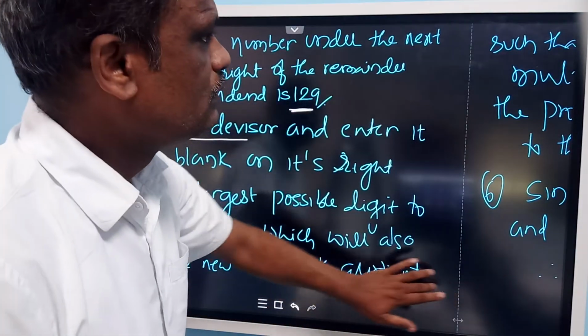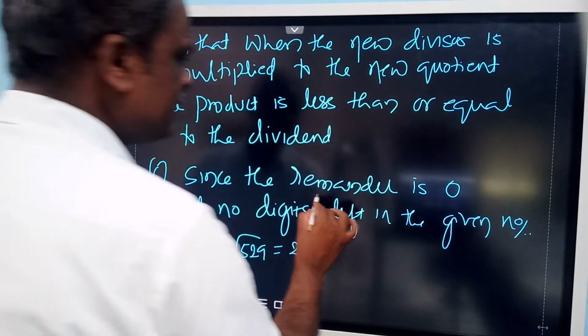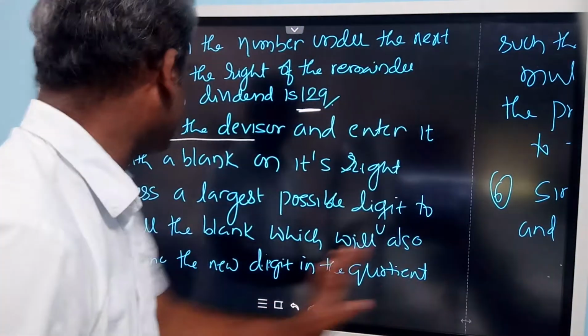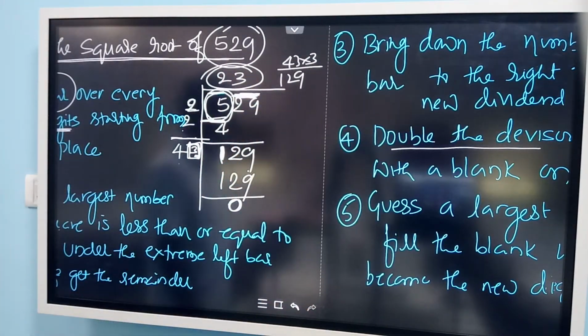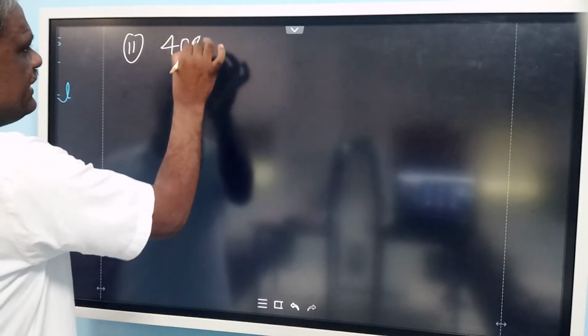Now in such a case, look at this. Since the remainder is 0, the square root of 529 is 23. What is the quotient that you are getting? That is the square root. Okay, is it clear? Second question, let us take 4096.